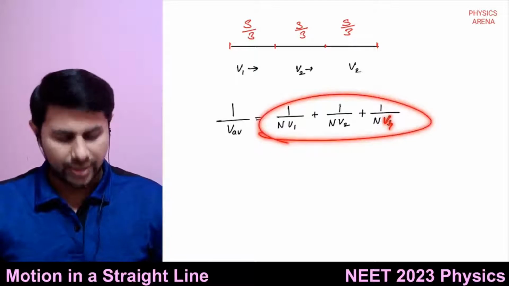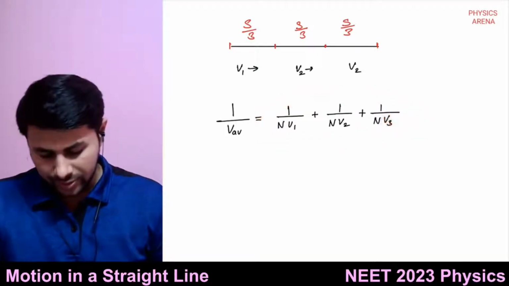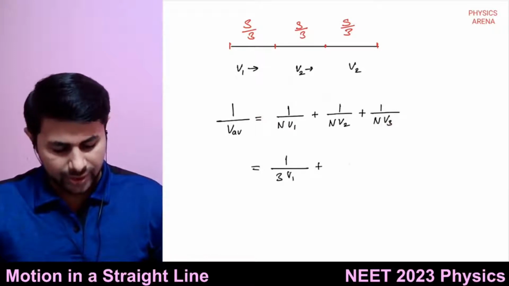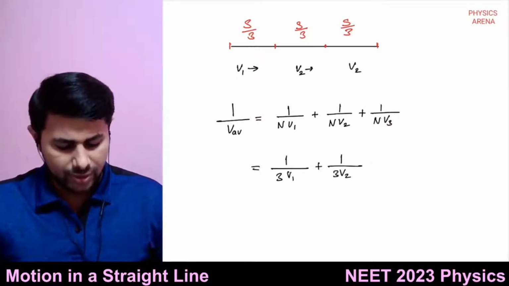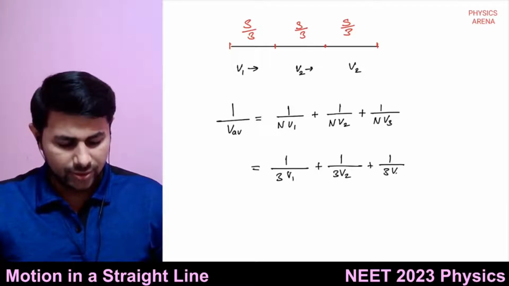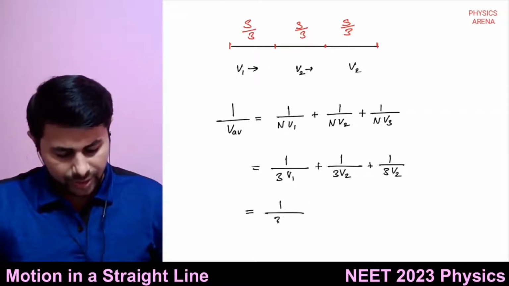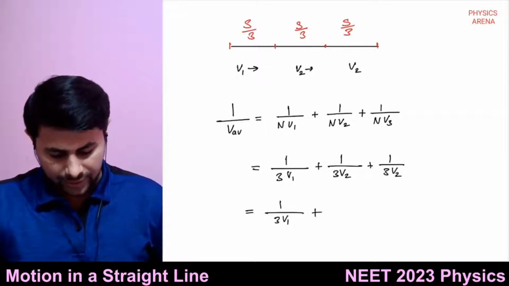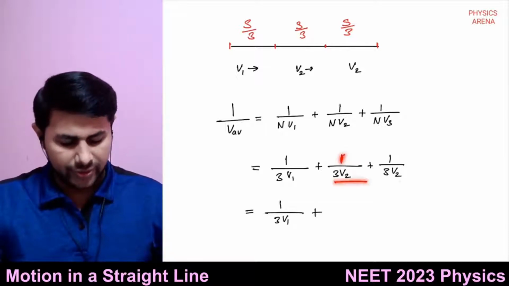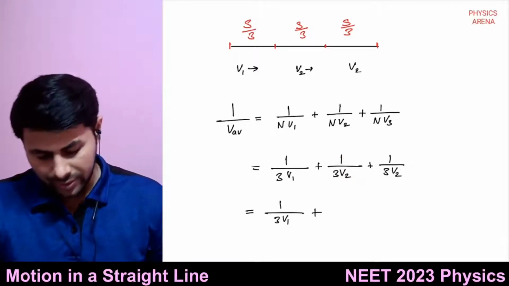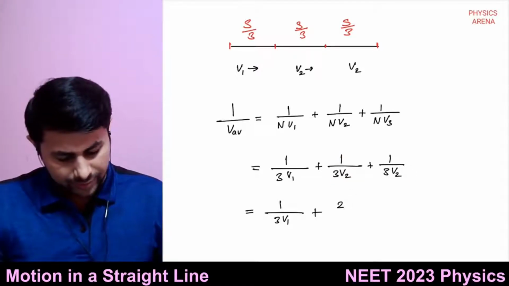Okay, and I can use the same formula. In place of v3, I will use v2 only. So now you can see it is 1 upon 3 v1 plus 1 upon 3 v2 plus 1 upon 3 v2. So that's equal to 1 upon 3 v1 plus 1 upon 3 v2 plus 1 upon 3 v2, which is 2 upon 3 v2.